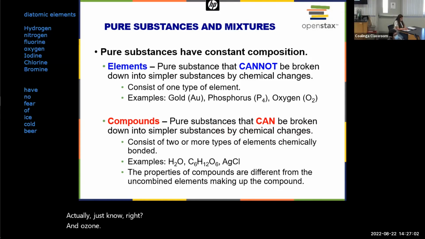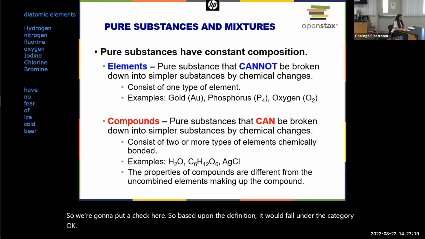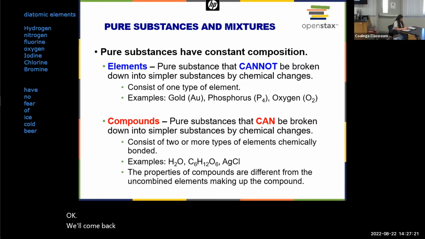I say no. Why? If we base it on the definition, it is, right? So we're going to put a check here. Based upon the definition, it would fall into the category. Okay. Come back to the definition. Okay, compound.